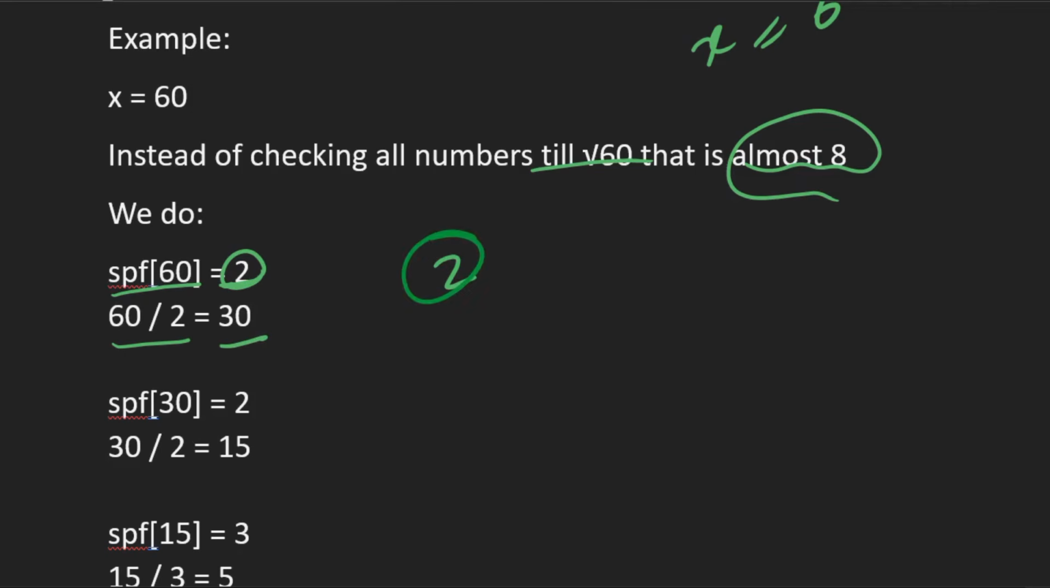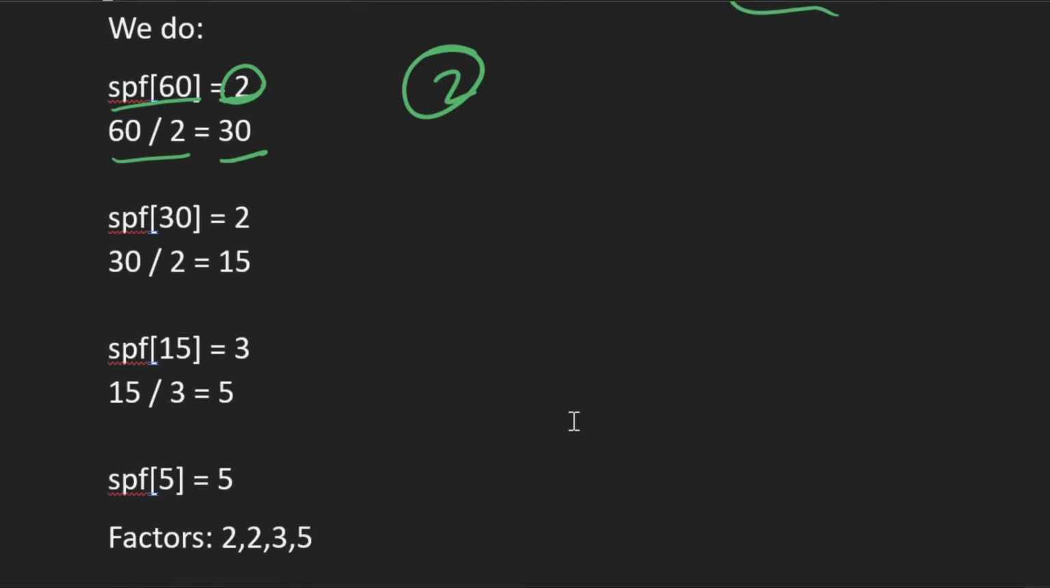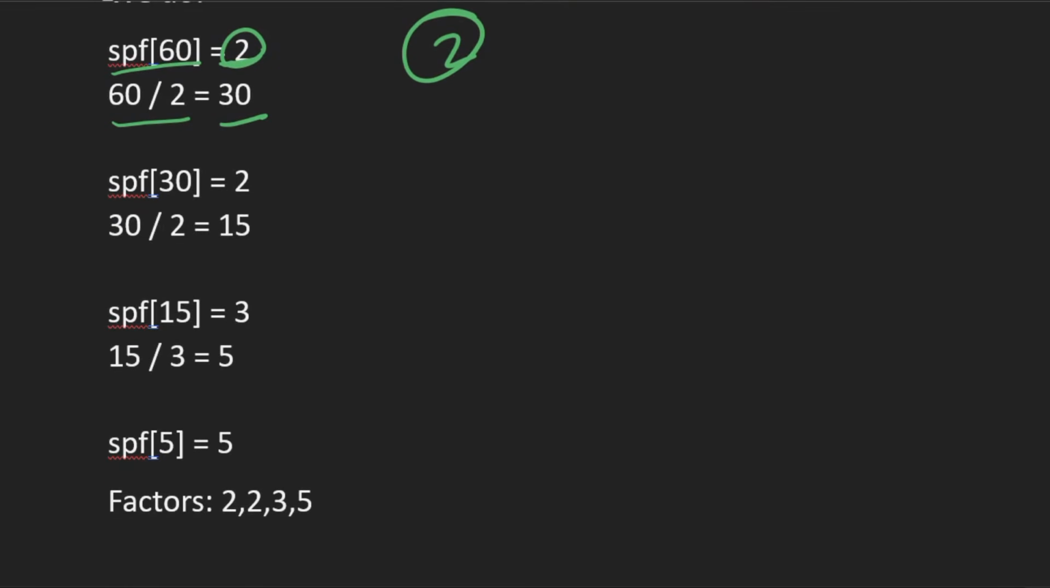So we get 1 prime, that is 2. Then SPF of 30 is 2, right? So 30 divided by 2 is 15. So again we get one more factor. So now we have 2 and 2. Then SPF of 15 is 3. So we get 2, 2 and 3. And now 15 divided by 3 is 5. And then SPF of 5 is 5.